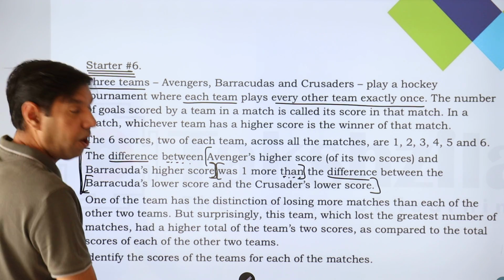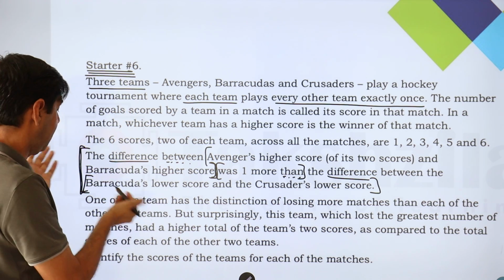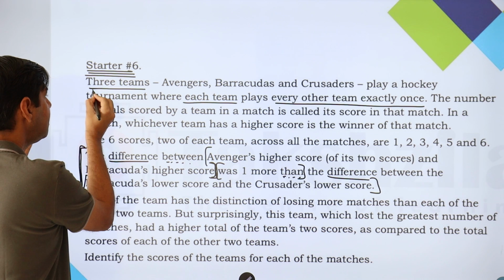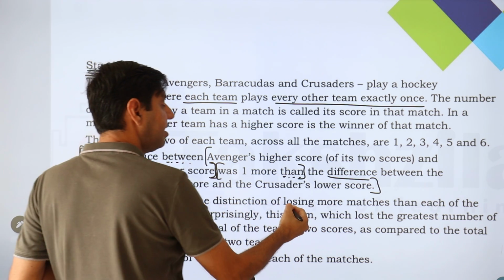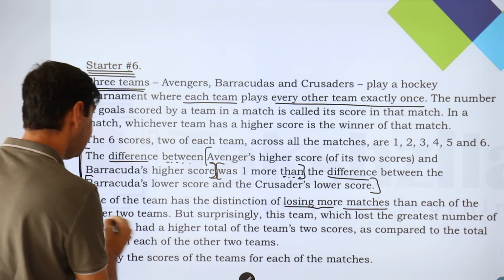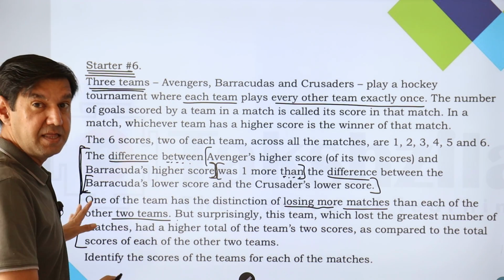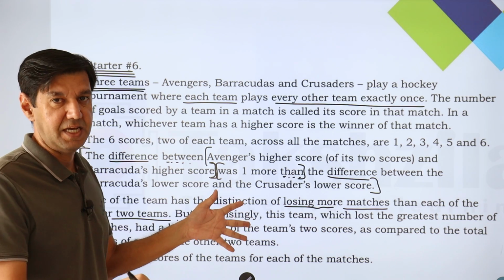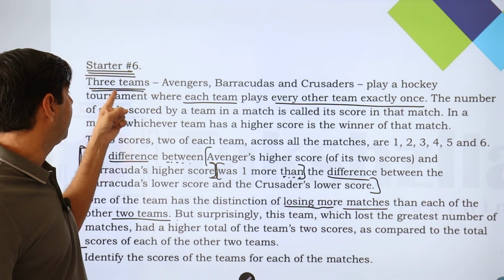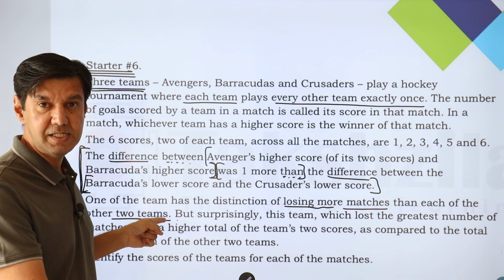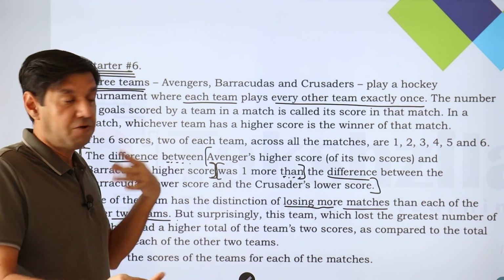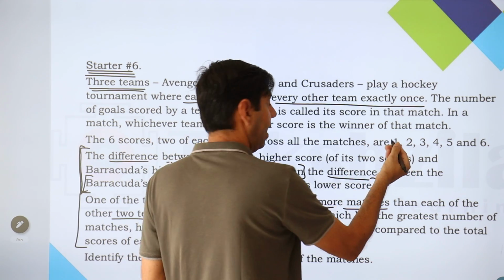The only thing is there are not lots of clues here, right? And since it's just 3 teams, this makes it very easy. One team had the distinction of losing more matches than each of the other 2 teams. This gives the start, very easy if you are familiar with how 3 teams play every other team. And if you're not, then I'm giving you a hint. Try writing the possibilities of who wins, who doesn't win. I'll give you one more clue.